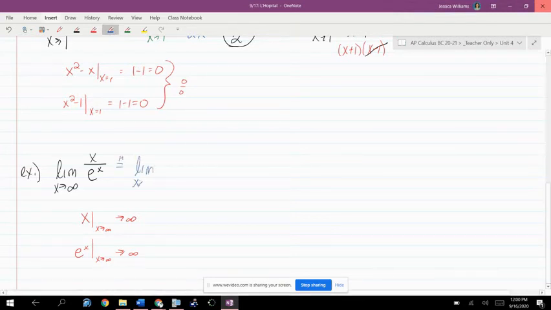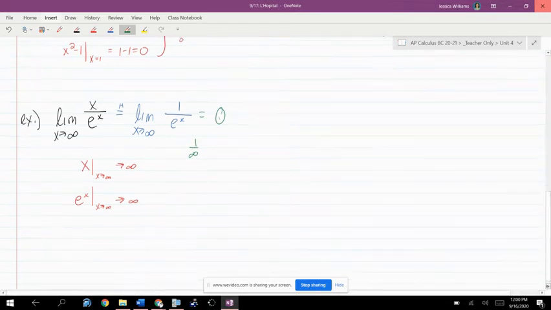So when I L'Hopital, the derivative of x is 1, and e to the x is e to the x. And now what I have is 1 over a very, very large number. It's 1 over infinity. I don't want to write it up here. So 1 over big is small, and that goes to 0. That's it, guys. I mean, that's all of L'Hopital.